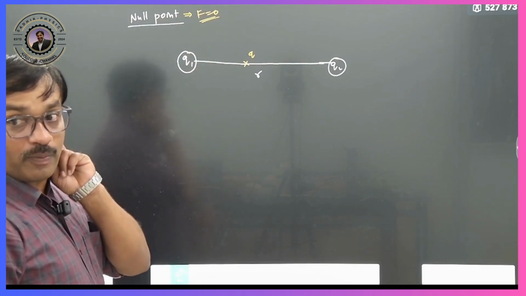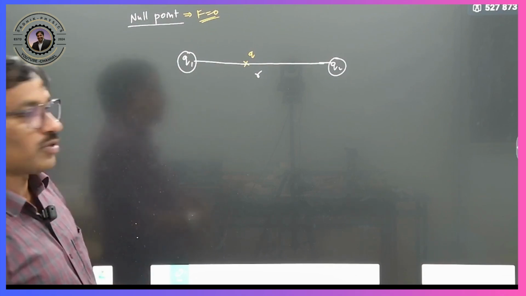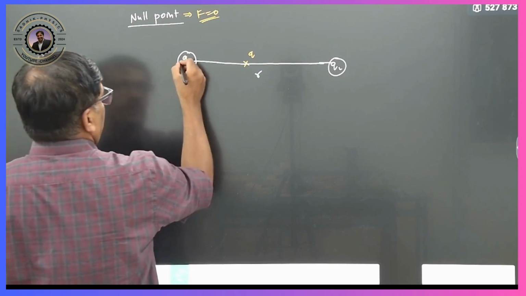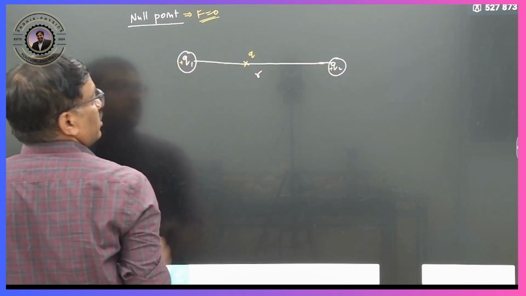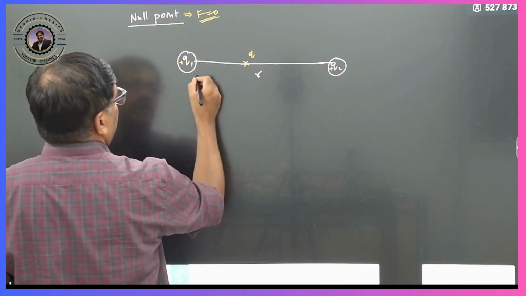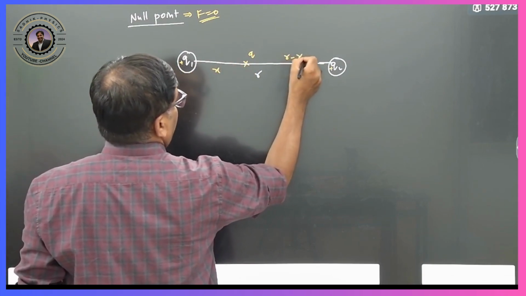At what point do we have to keep the charge so that the force becomes 0? Both are positive charges here; we will take them as positive. If one is negative, the position will be different, and we will see that later. So suppose we calculate x distance; the remaining distance is r minus x.